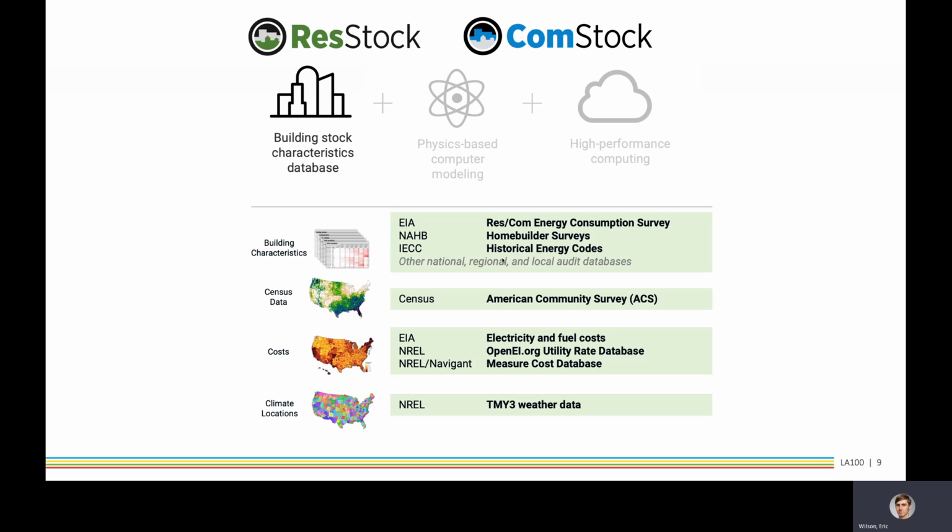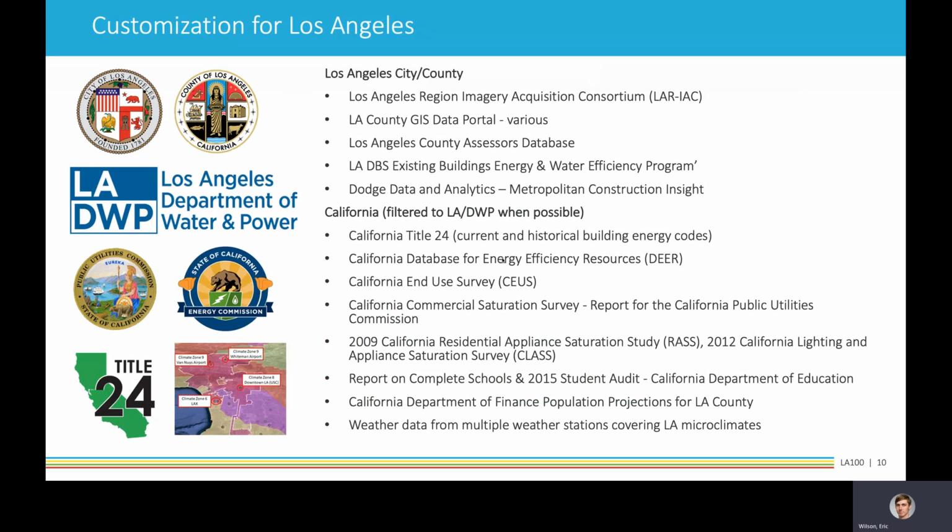For the work for the city of Los Angeles, we enhanced the national and regional data sources that were used for the national US versions of ResStock and ComStock, and supplemented those with about a dozen different data sources that are specific to the state of California or the city of Los Angeles. So this includes GIS data, a tax assessor database for Los Angeles, as well as various other data sources that provide much more granular and location-specific information that we can use in our modeling.